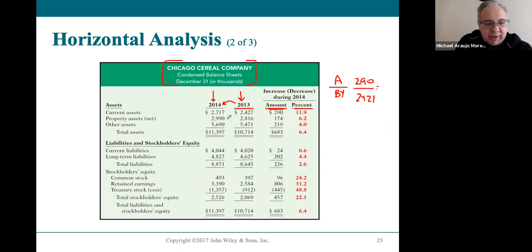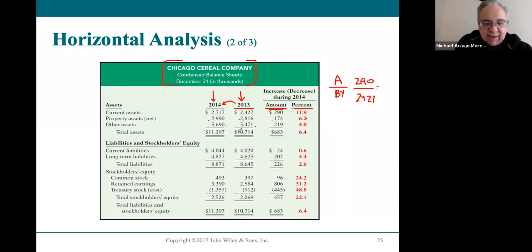Same thing with our property assets. They went from 2816 to 2990. That's up 174. Take that 174, divide it on the base of 2816. We had an increase of 6.2%. Same thing with all the other assets. They increased by 219 in total. Put the difference over the base year, up 4%. And you can do that with total assets. Total assets increased from 2013 to 2014 by 683.